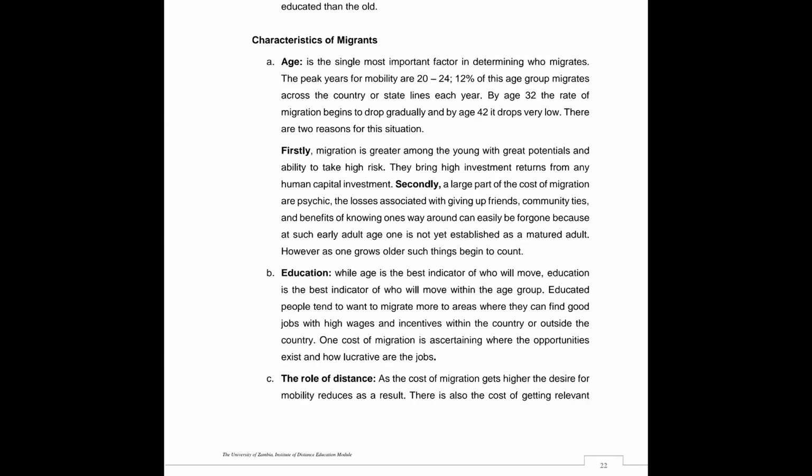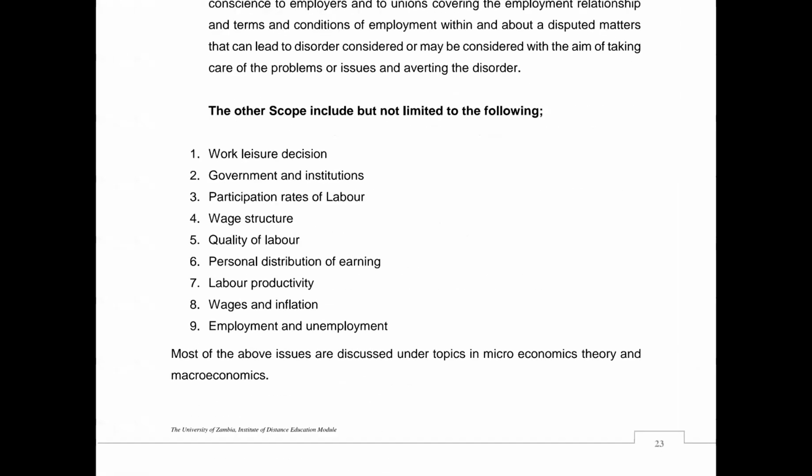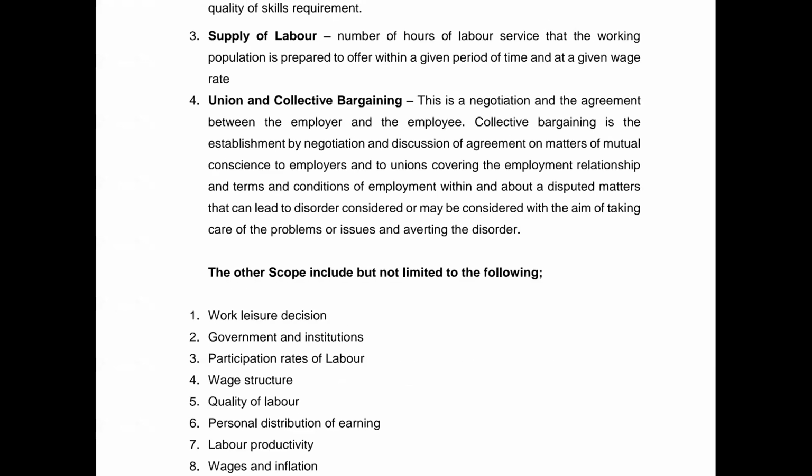And again, education also affects migration. That is to say, the educated people are most likely to cover long distances, moving to and fro, because they are in search of greener pastures. Okay. So basically, those are some of the things that we discuss under labor economics.